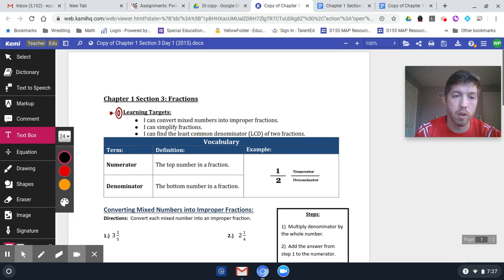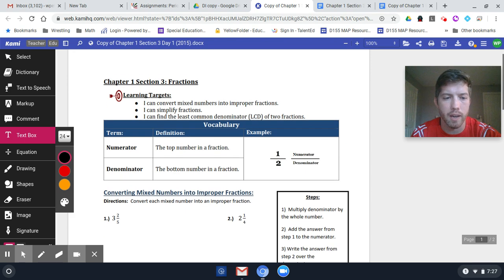Okay. So we're going to talk about converting mixed numbers into improper fractions. We'll explain what that is. We want to be able to simplify fractions. So when it's a fraction that looks larger, we want to make it into a more simple looking fraction. And then we want you to be able to find the least common denominator. Okay, it's called the LCD. So it's the least number that can go into both fractions. Okay, so we're going to show you a bunch of ways to do that kind of stuff.